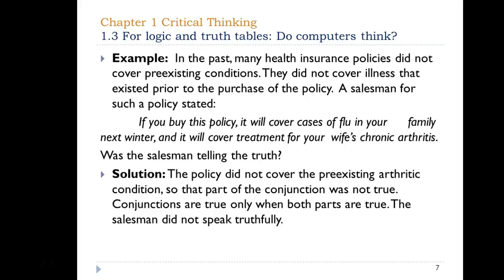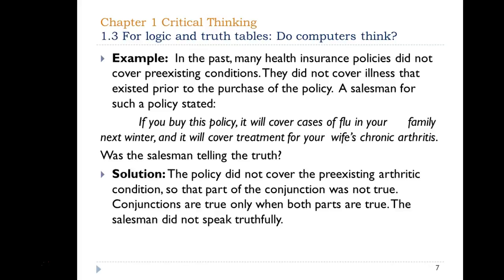Example. In the past, many health insurance policies did not cover pre-existing conditions. They did not cover illness that existed prior to the purchase of the policy. A salesman for such a policy stated, "If you buy this policy, it will cover cases of flu in your family next winter, and it will cover treatment for your wife's chronic arthritis." Was the salesman telling the truth?